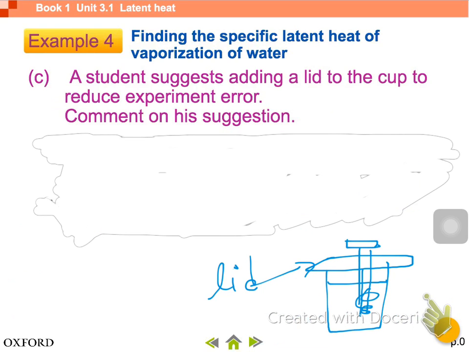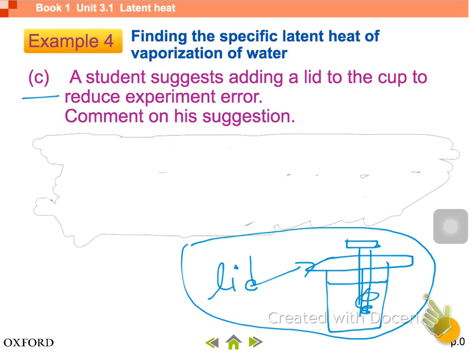Okay, the last one, part C. A student suggests adding a lid to the cup to reduce experiment error. Do you agree? Think about this diagram. If you cover the cup by a lid, can you find out the mass of water changed into steam by using the balance? The answer is no.